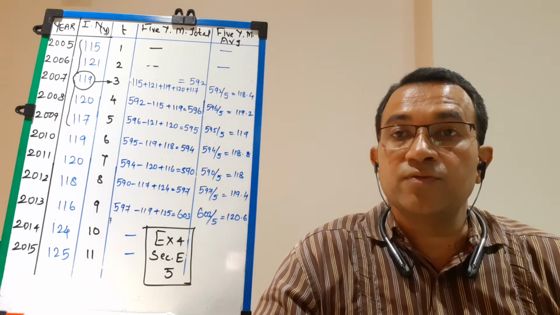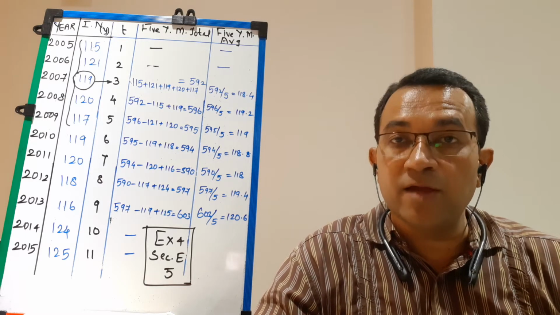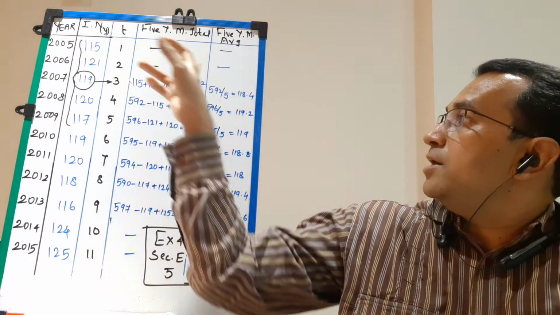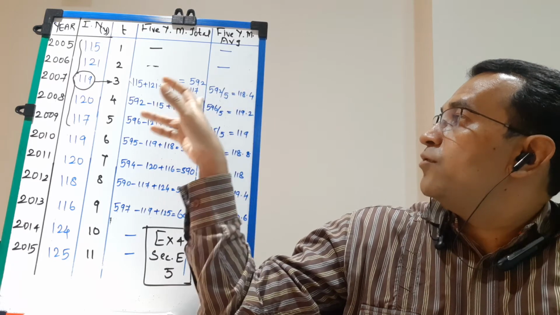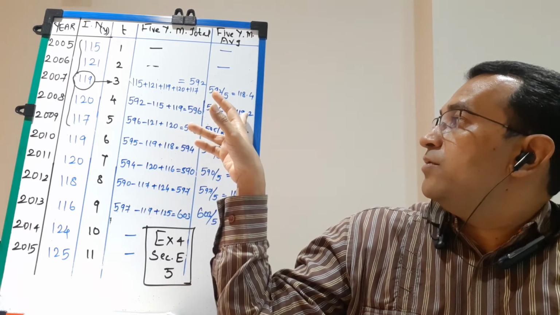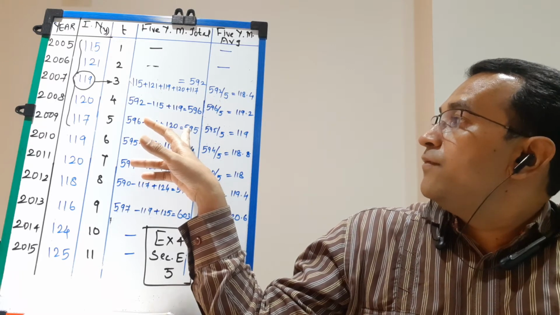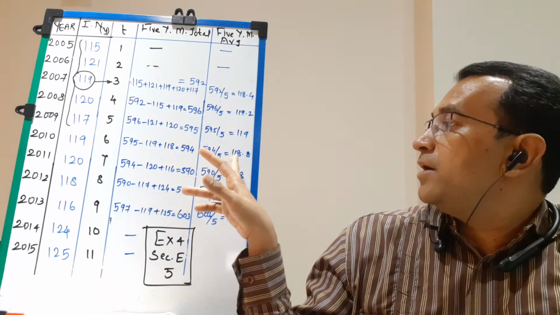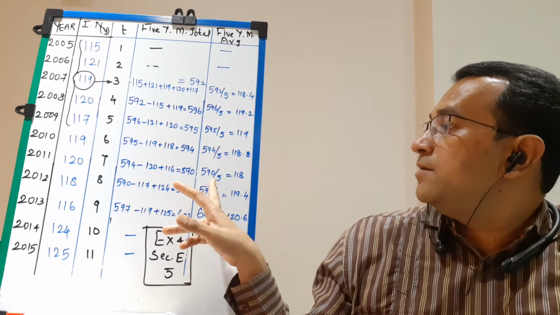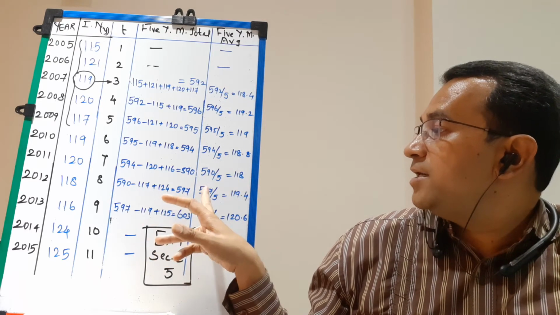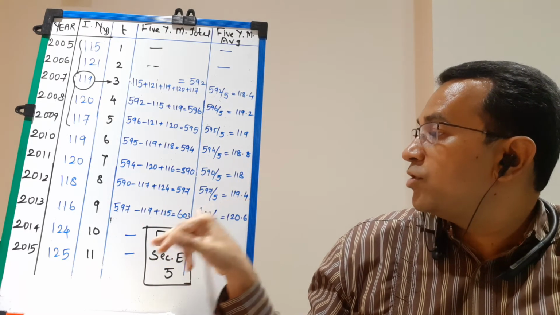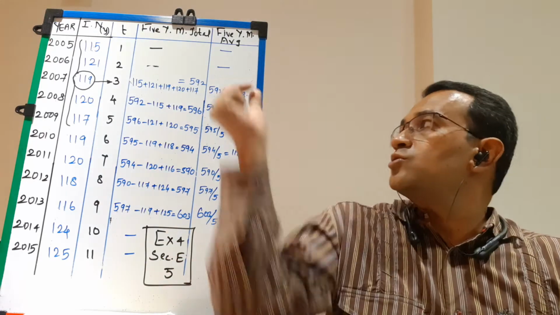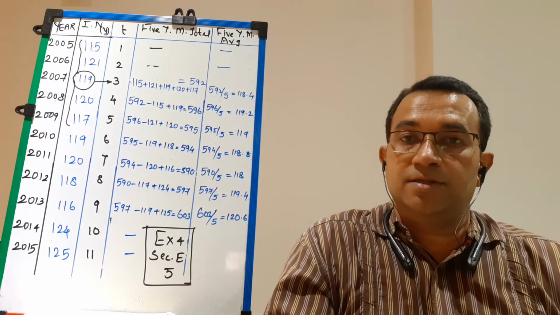Whatever total students we have individually obtained, we have to divide by 5 because we are finding 5 yearly moving averages. So 592 divided by 5, 118.4. 596 divided by 5, 119.2. 595 divided by 5, exactly 119. 594 divided by 5, 118.8. 590 divided by 5, 118. 597 divided by 5, 119.4. 603 divided by 5, so 120.6. So this is our final answer.